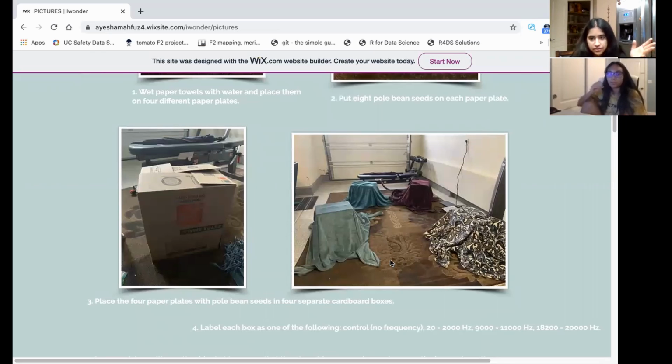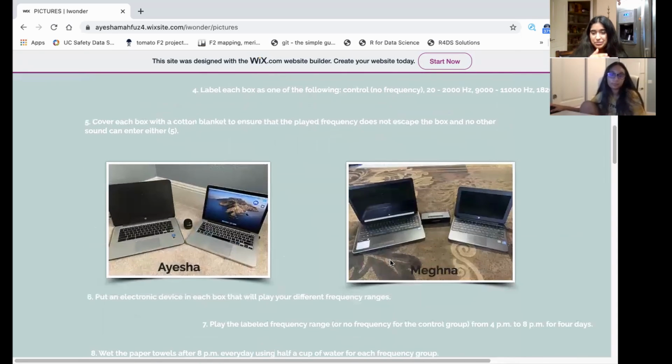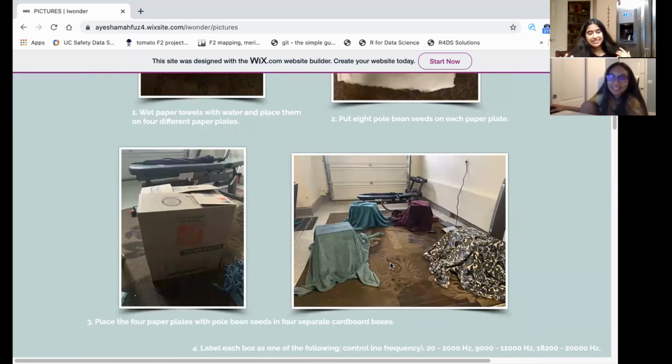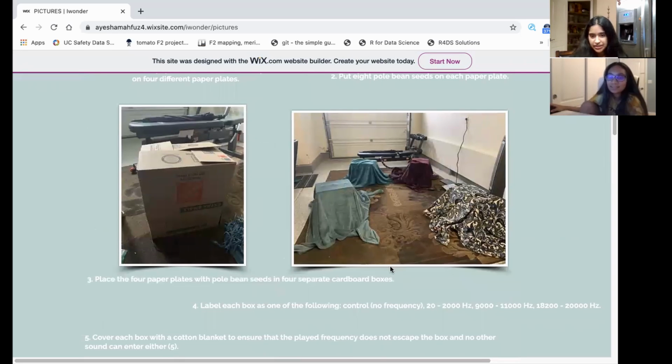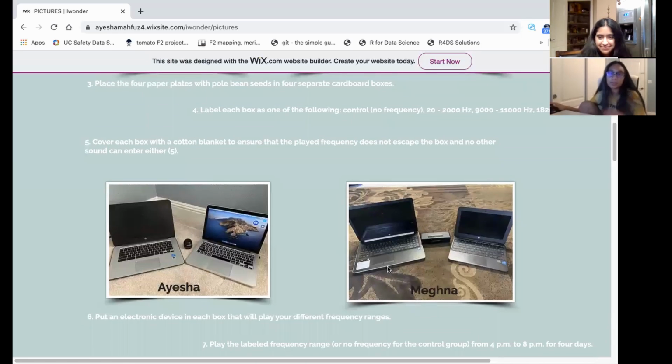As Aisha said, we had our 4 paper plates, our beans, our paper towels, and we put each of these napkins underneath a cardboard box, and we had 4 for our 3 frequencies and our control. So we had 4 of these cardboard boxes, and you can scroll down a little bit. Obviously we had labeled them so we could see them, and then we had covered each box with a blanket, so you can scroll up a little bit if they want to see that. And yeah, we had our blanket because that could insulate a little bit and keep the sound inside. So that's the setup.